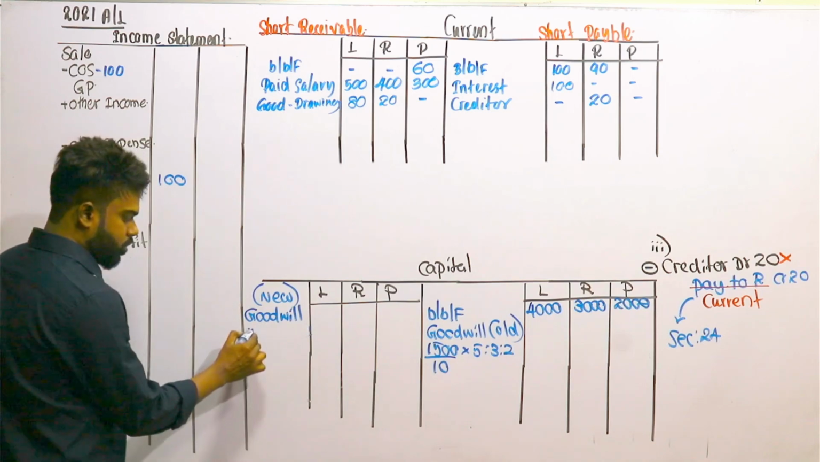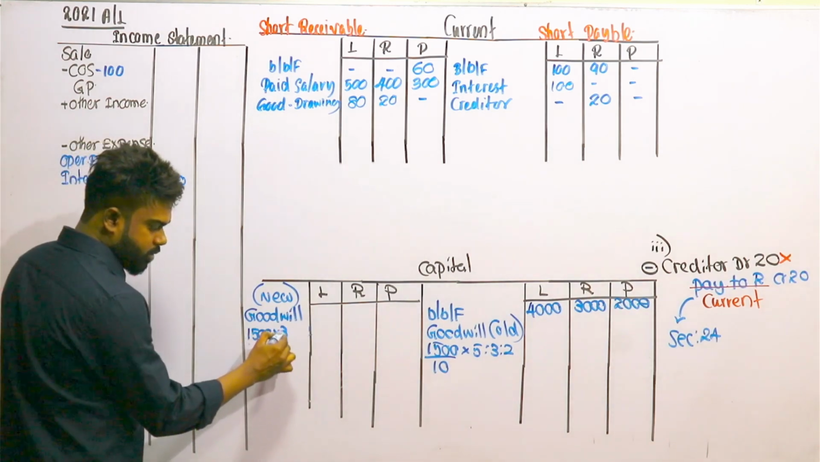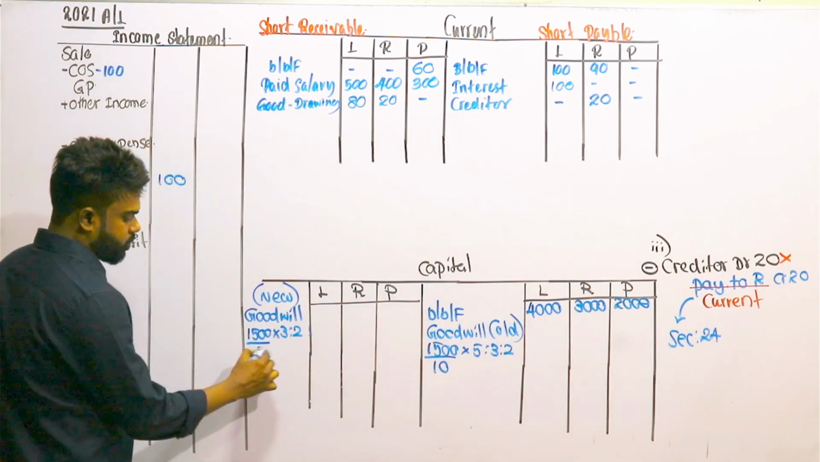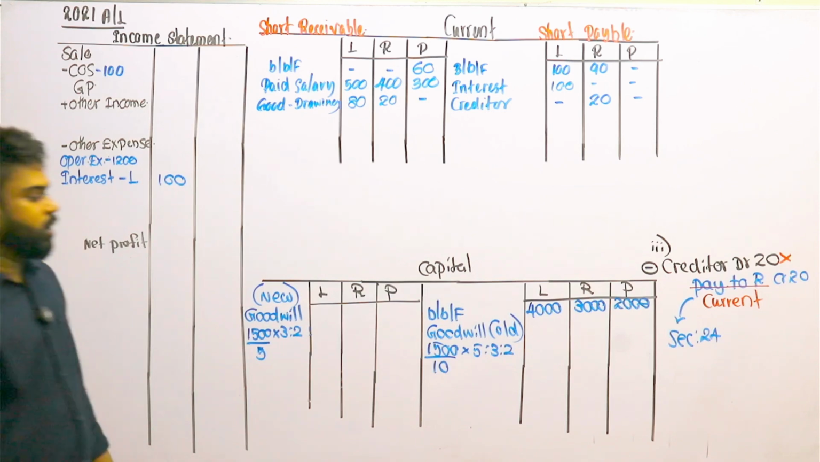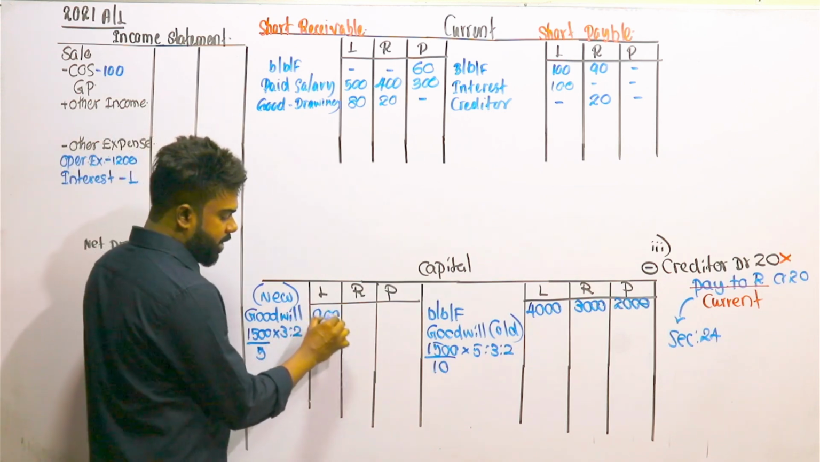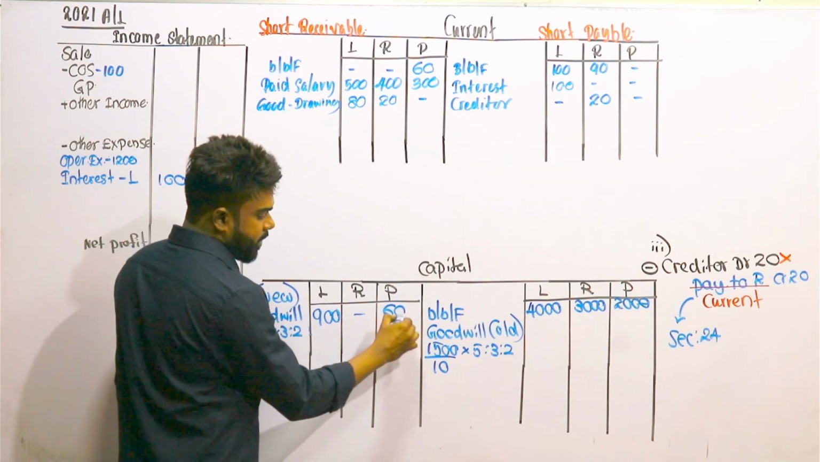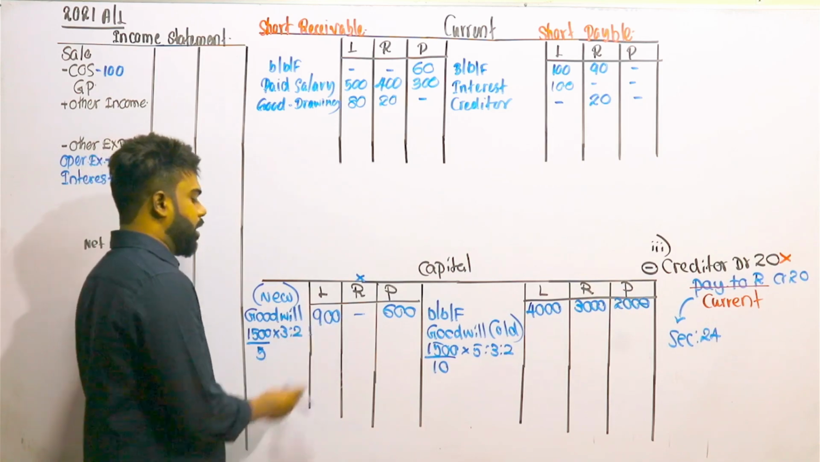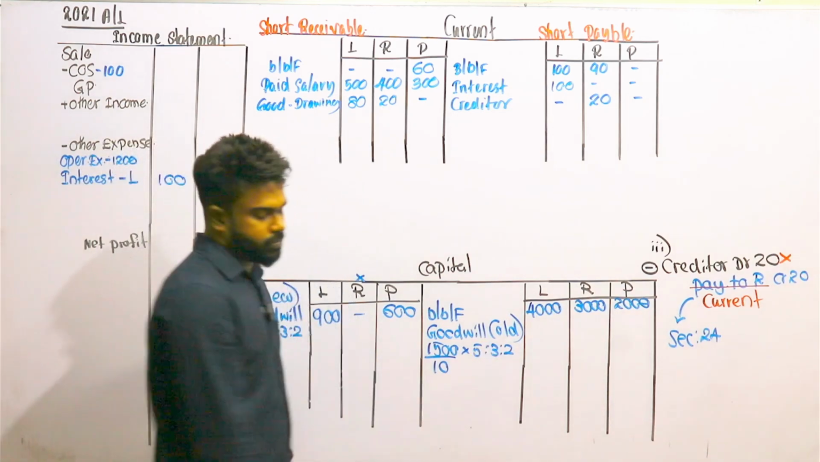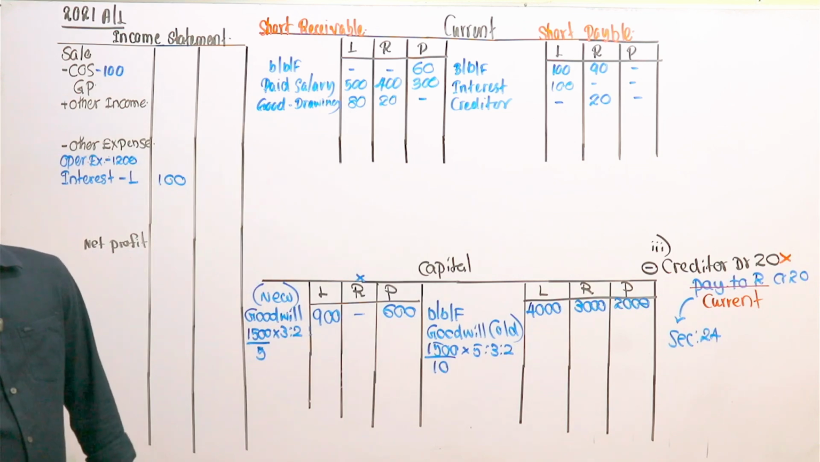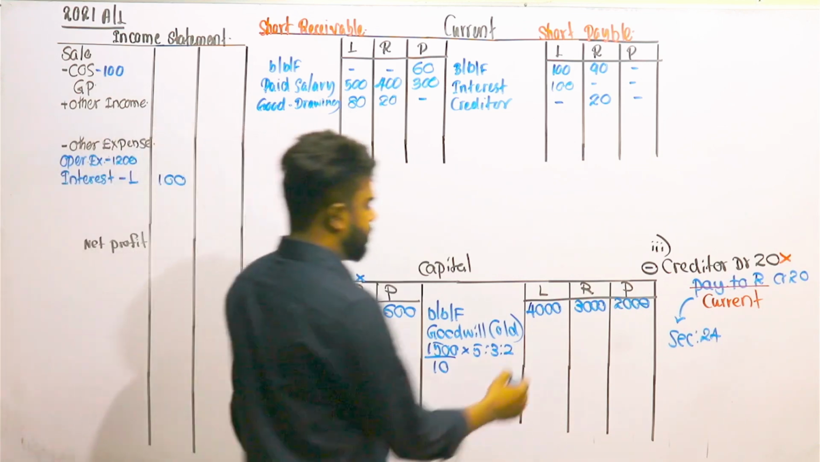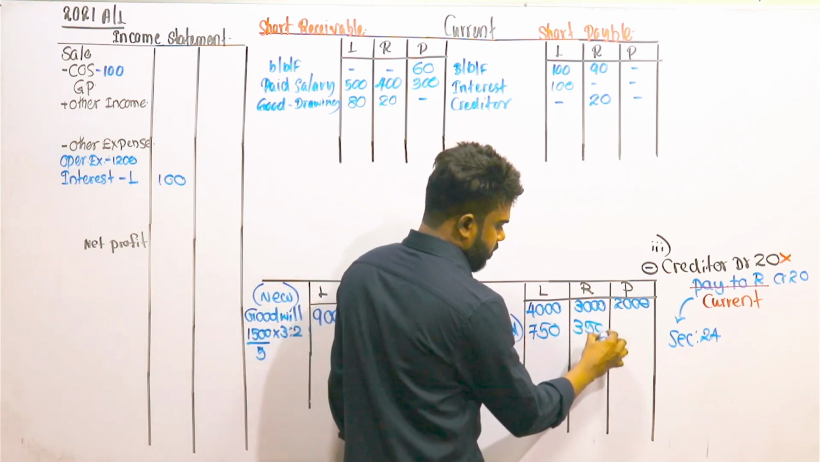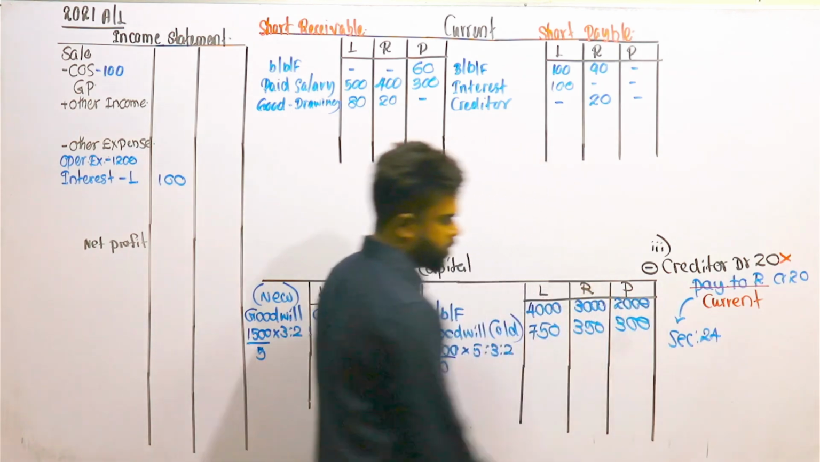3 and 2. 1,500, 3 and 2. Total how much? 5 divided by 5. 900 and 600, because Ravi retired. Ravi retired. 3 means Lal, 2 means the other partner. And here, 750, 450, 300.